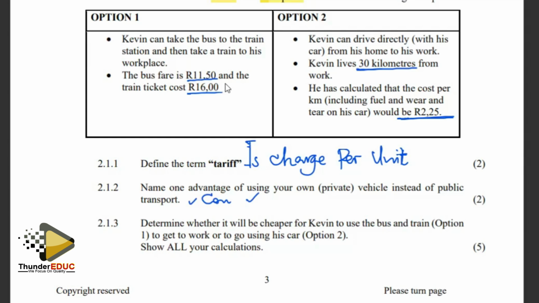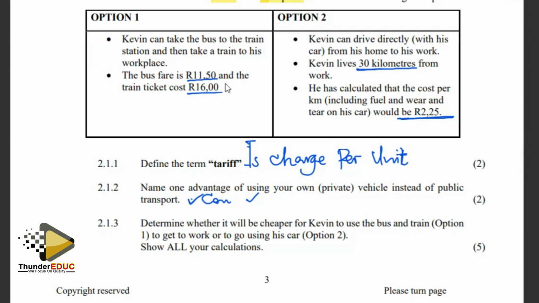Convenient, comfortable. Number three, it drops you exactly at the workplace. But if you use a train and the bus, that means a train leaves you somewhere, then you need to walk to your workplace. Then number four, you don't need to work on transport schedules. Once you're done, you just drive your car, you go home. You don't need to wait for any public transport. All right.